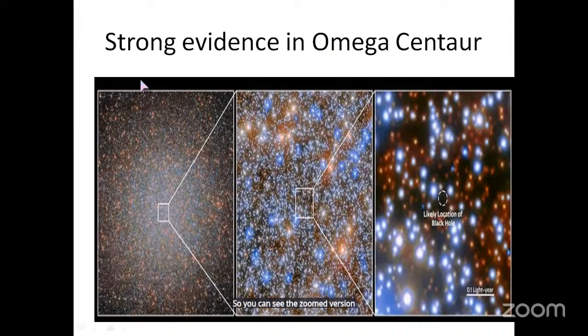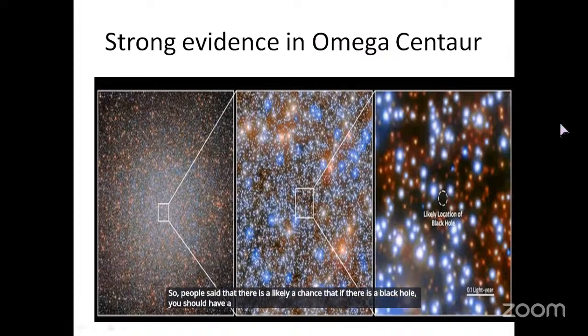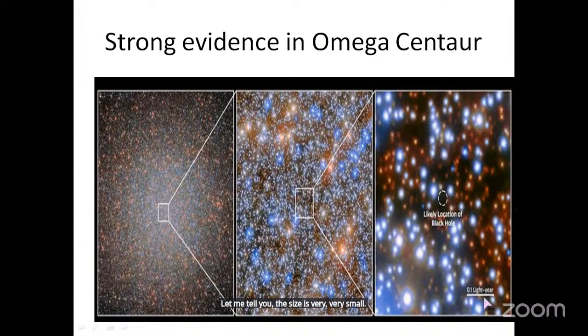This is the entire cluster. This is the zoomed version, the center part of that. Again, you zoom in. People said there is a likely chance that if there is a black hole, it should be at this center. Let me tell you, the size is very, very small, about 0.1 to 1 light year.